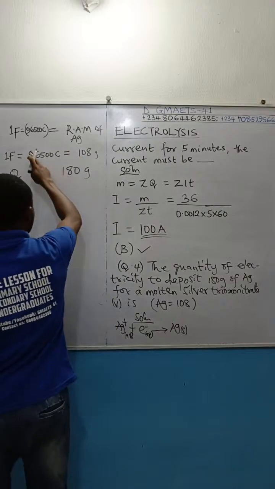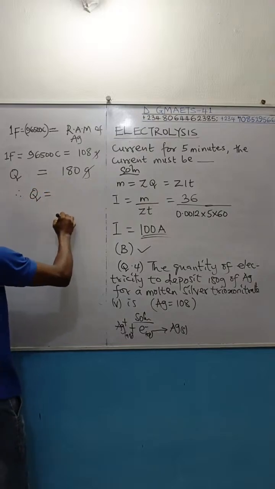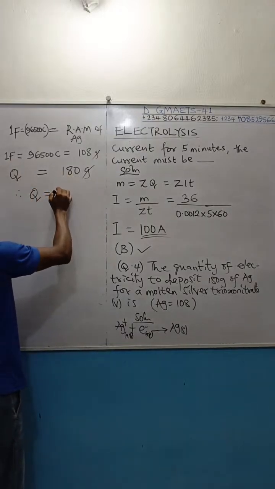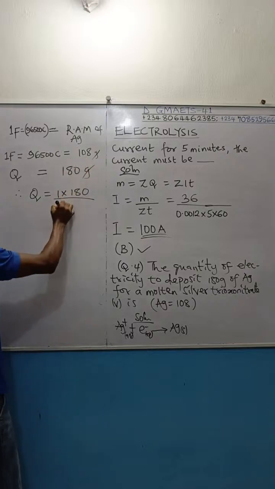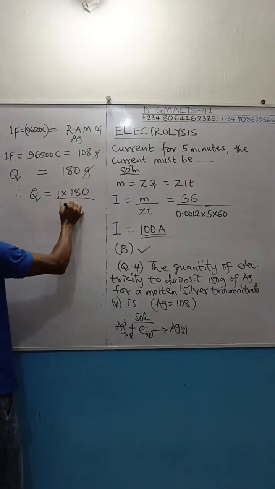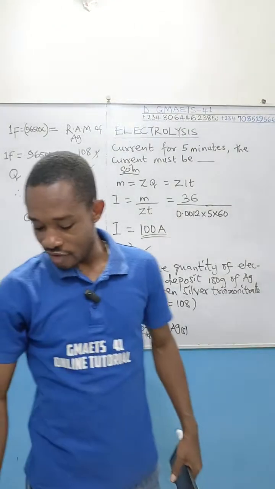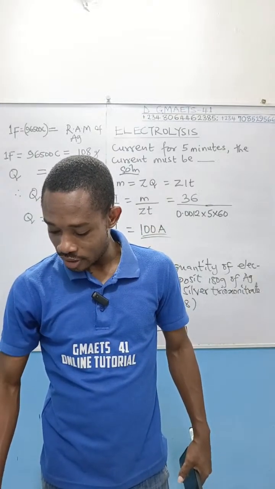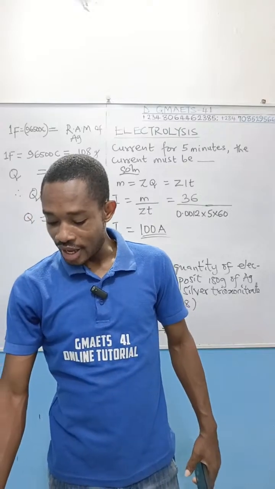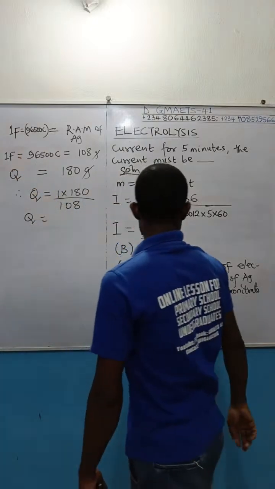Therefore, I can now say you cross multiply. This will go here. This gram will cancel. The quantity of electricity in terms of Faraday numbers that can do that will be 1 times 180, divided by 108. Because you know when you cross multiply, you now divide by the quotient of what you are looking for. So our Q is equal to 180 divided by 108, 180 over 108. And that gave 1.66.